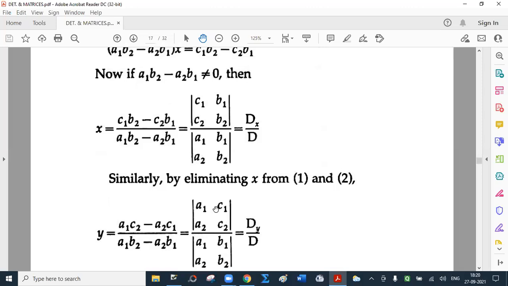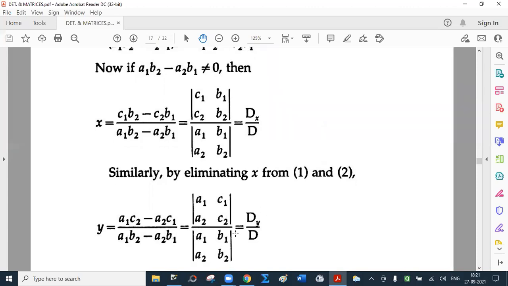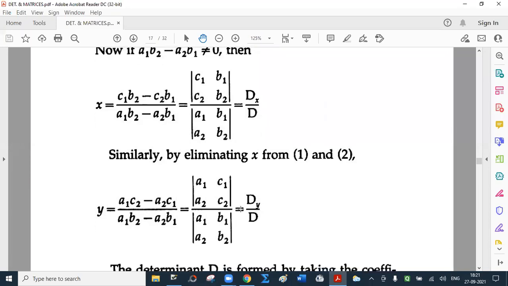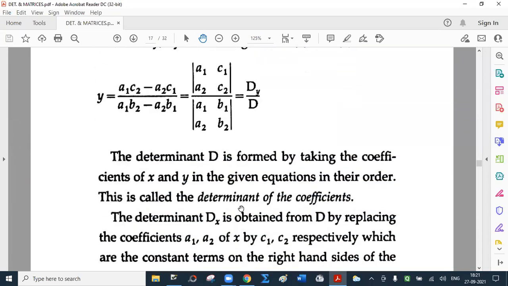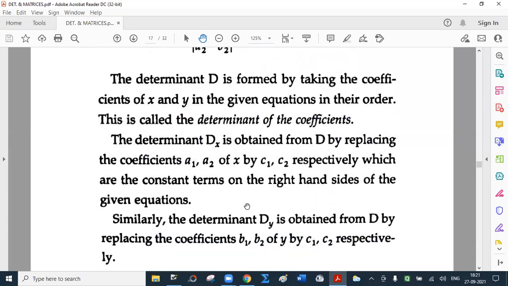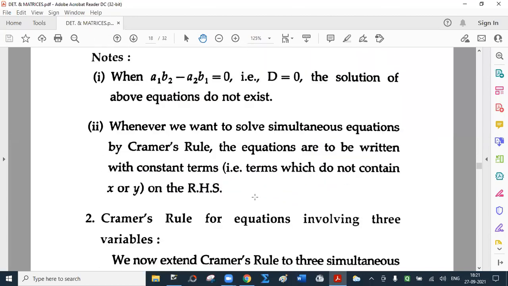Similarly, what is y? Before that, x is denoted by dx by d. Y will be dy by d. Again, same logic. It is determinant obtained from denominator. How? By replacing coefficients of y, which are in second column, by constant terms. Okay. Yes. Now, same is the rule for three variables.